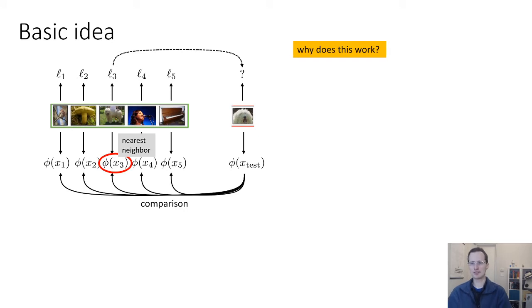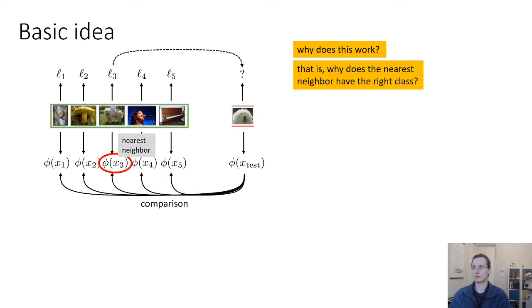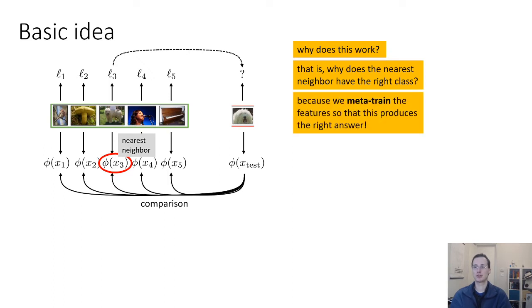Okay, so why does this work? Why do nearest neighbor comparisons in this feature space actually give us the right answer? Well, in general, they don't. If we had some arbitrary feature space, this wouldn't necessarily be an effective classifier. So why does the nearest neighbor have the right class in such an approach? Well, because that's what MetaTraining is trying to do.